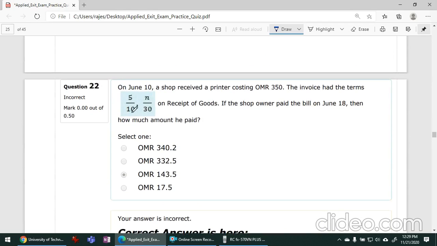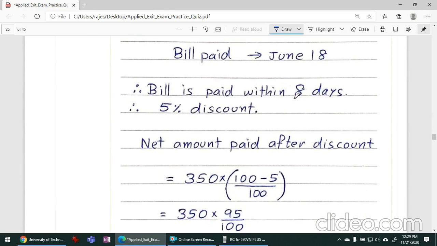Now look here in these terms. If the bill is paid within 10 days, this is what this 10 is. If you pay the amount within 10 days, you will get 5% discount. If you pay after 10 days, then no discount. The full amount you have to pay. So this is what this 10 means. If you are giving the cash in 10 days, then you will get 5% discount. So the bill is paid within 8 days, that means less than 10. So you will get 5% discount.